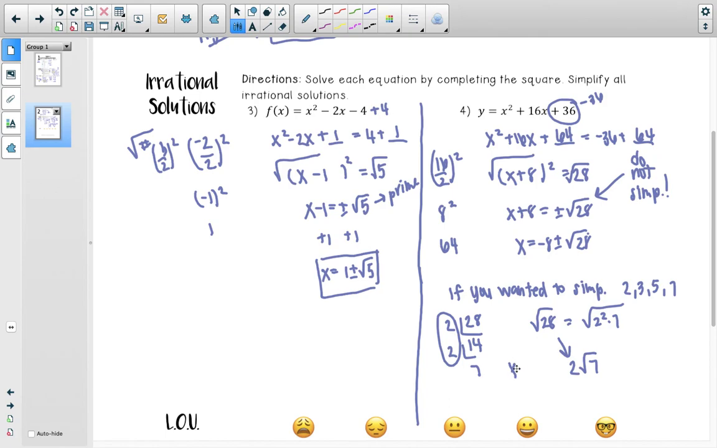So your answer actually could be this. And if we had simplified radicals, I'd say let's do it that way, but we haven't. So either answer is perfectly okay.